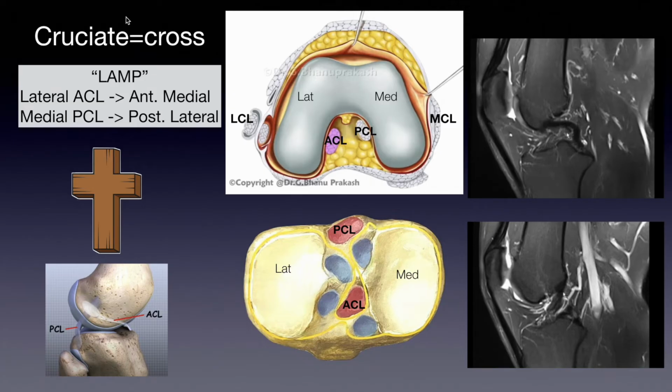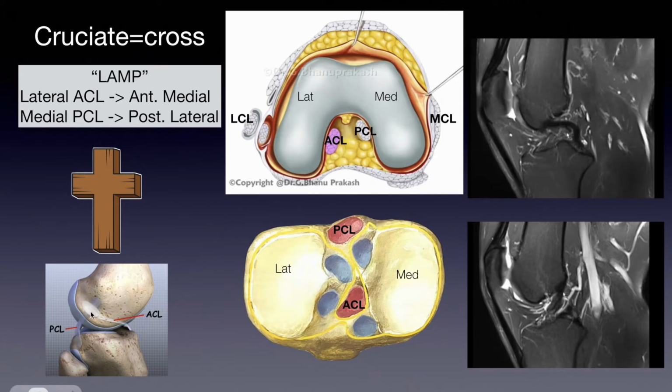Right now let's talk about the cruciate ligaments. Cruciate means cross. When we say ACL, I already said it is going to attach to the anterior part of the tibia. When we say PCL, it is going to attach to the posterior side of the tibia. So here is a cross, and here is the side view, the 3D view.